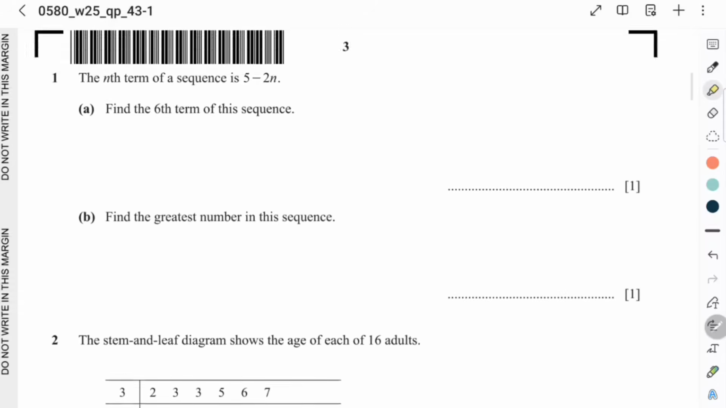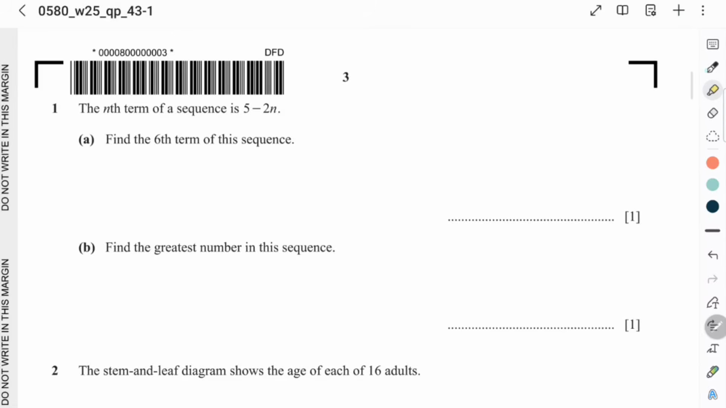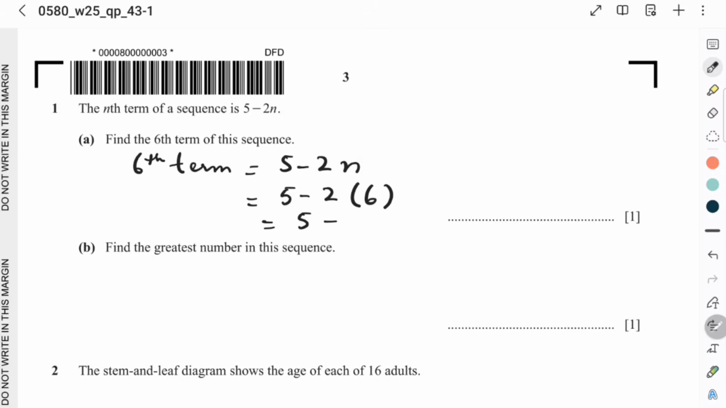So let's get started. Question number 1. The nth term of a sequence is 5 minus 2n. Find the sixth term of the sequence. So the sixth term is when n is equal to 6, which is 5 minus 2n, that is equal to 5 minus 2 times 6. 5 minus 12, that is equal to minus 7.